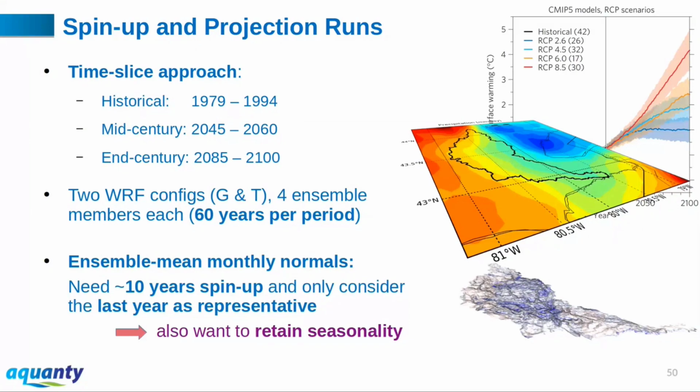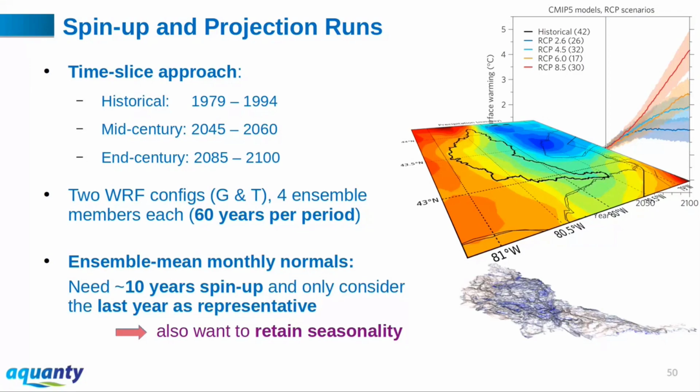So that means a total of 60 years per period. So this gives us pretty good statistics. And so this combination of a longer time period and multiple ensemble members, this is pretty common. The time period has to be chosen in a way that you don't have too much drift from climate change over that period. So 15 years is okay.